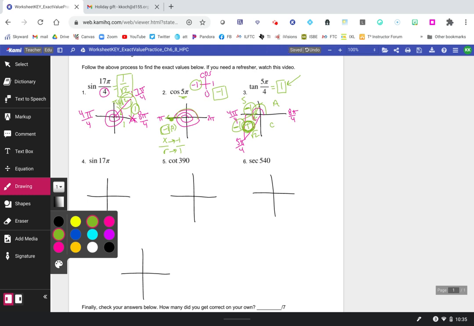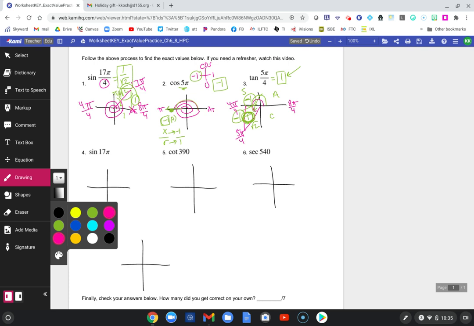Okay, as we go around here, 17 pi, let's do it. We got 2 pi, 4 pi, 6 pi, 8 pi. You guys get the idea? 10, 12, 14. Look at this pretty picture I'm drawing. 16, 17. Now, do you really have to do that? I am hoping not.